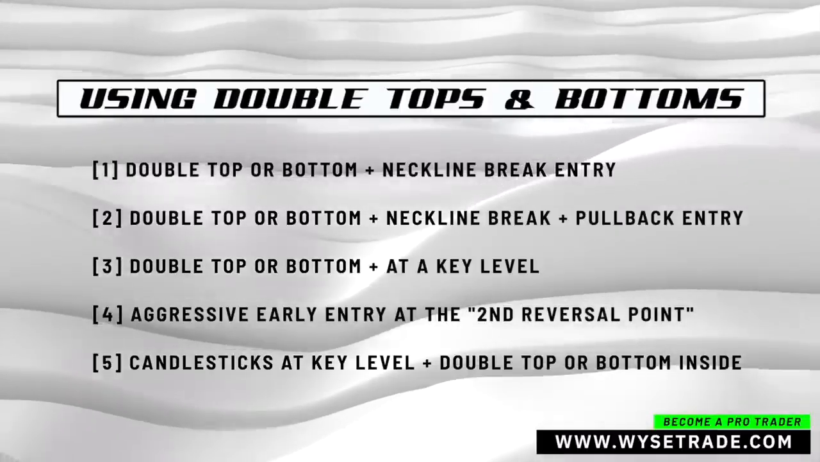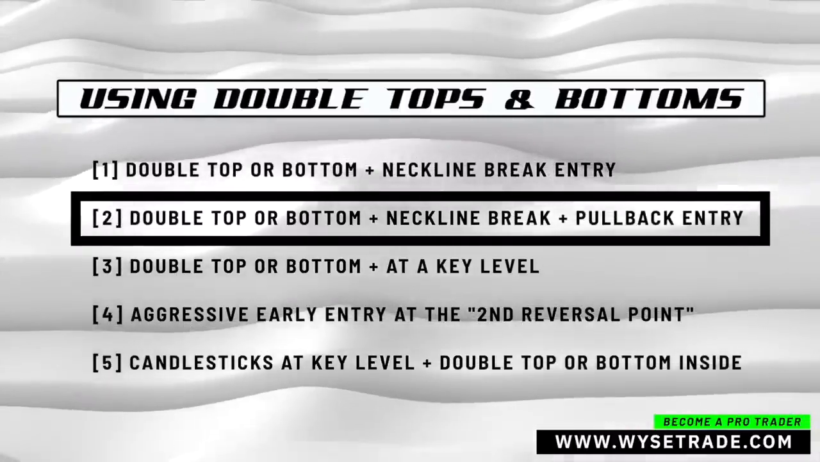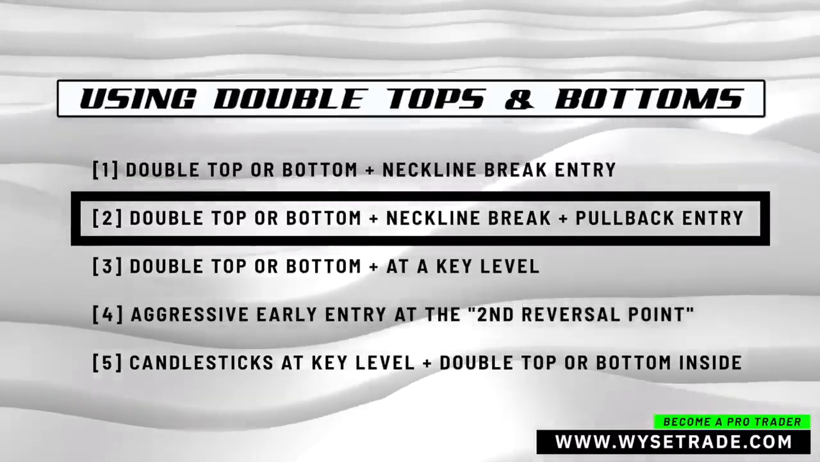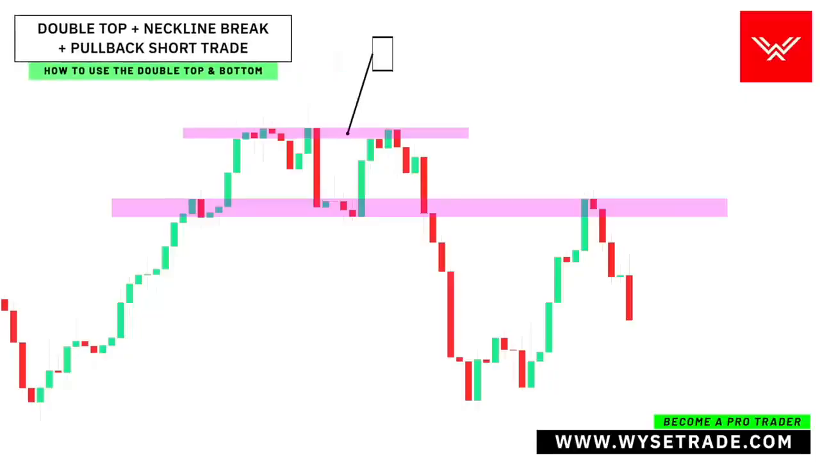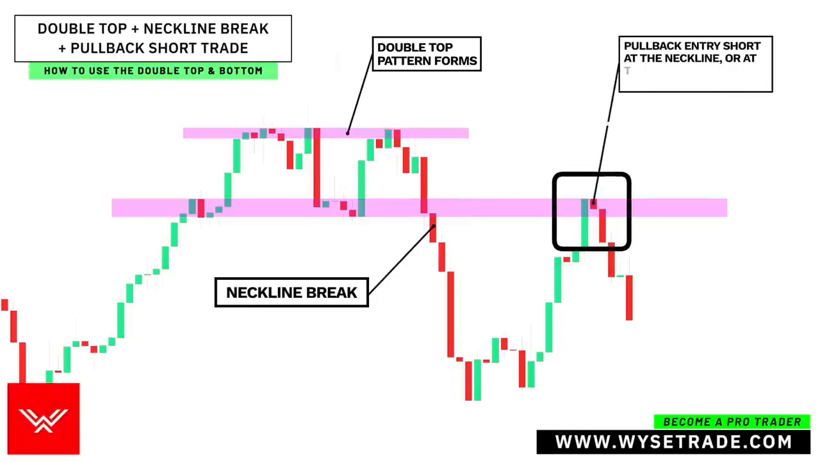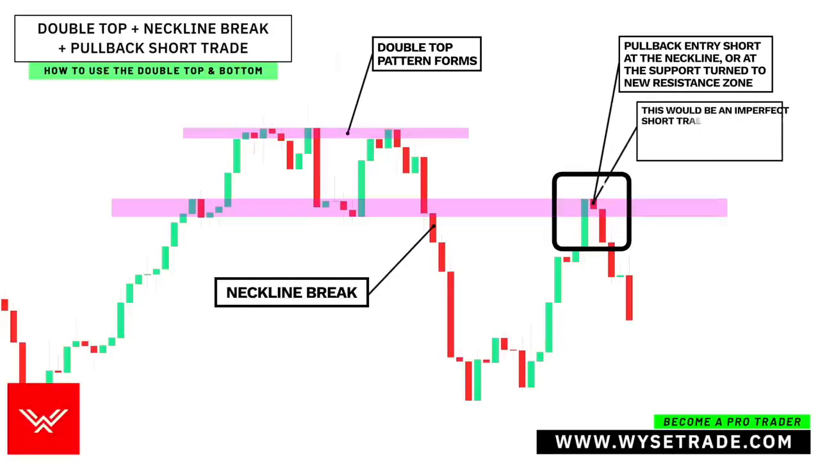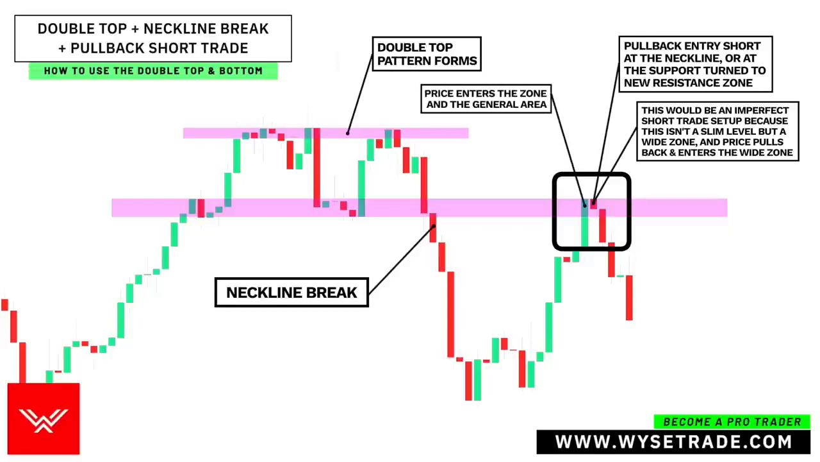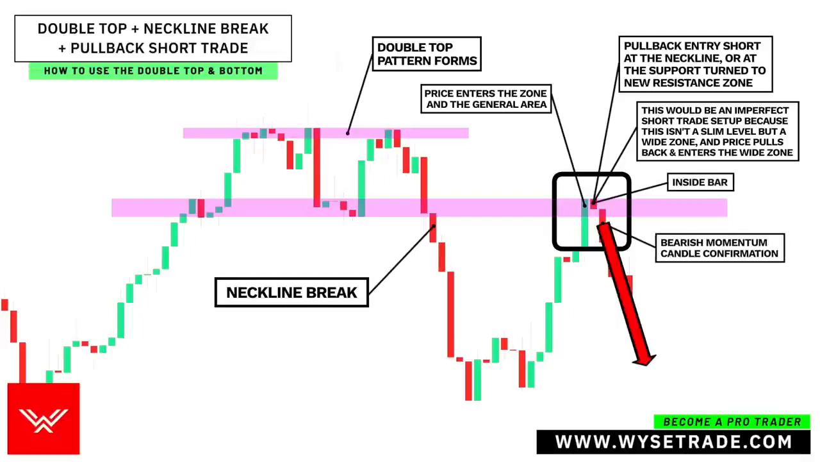The second way to use double tops and bottoms is to wait for a pullback entry after the neckline break. You first have your double top pattern. Neckline break here. But instead of taking the breakout entry, you can take a pullback entry at the neckline and at the support turn to new resistance zone. Now this would be an imperfect short trade setup, because if you watched our last video on support and resistance zones, this isn't a slim level but a wide zone, and price pulls back and enters the wide zone. You had an inside bar and a bearish momentum candle confirmation.